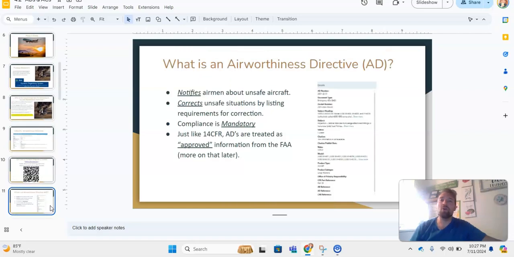airworthiness directives. Now, what is an airworthiness directive? Essentially, it's a notice from the FAA that notifies airmen about unsafe aircraft, and it corrects unsafe situations by listing requirements and fixes that need to be made to correct the unsafe aircraft. Compliance to this is mandatory, and just like 14 CFR, the airworthiness directives are treated like approved information. If you're wondering what the legal definition of approved is, we're going to get into the difference between being approved and being accepted, or acceptable means later.